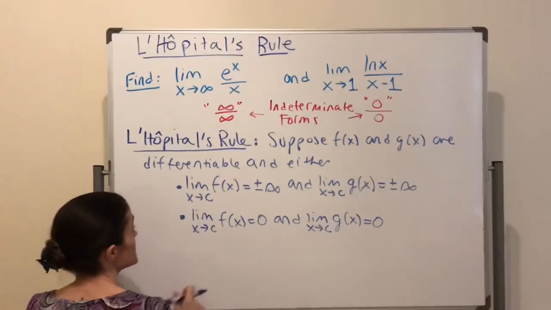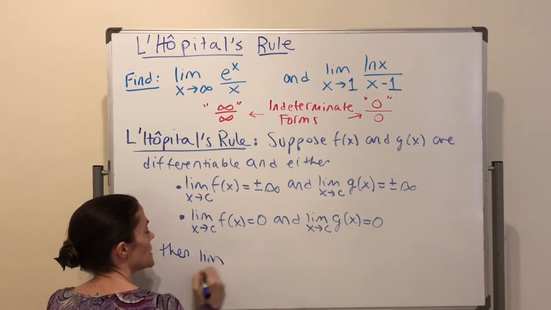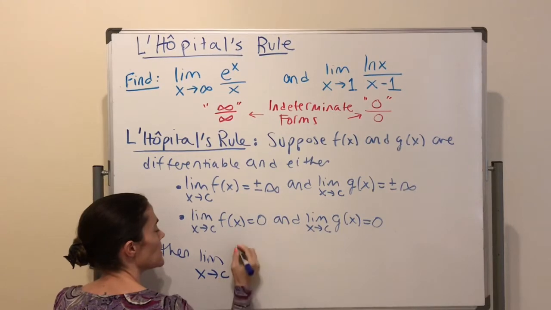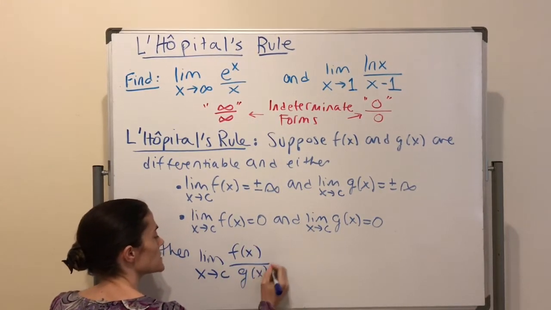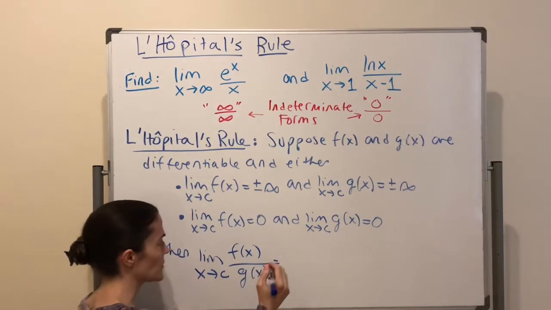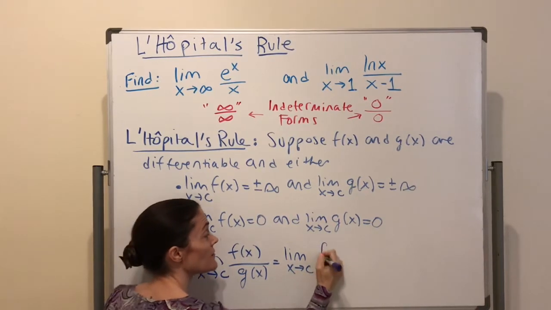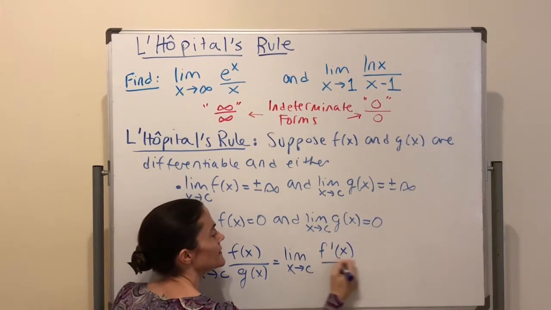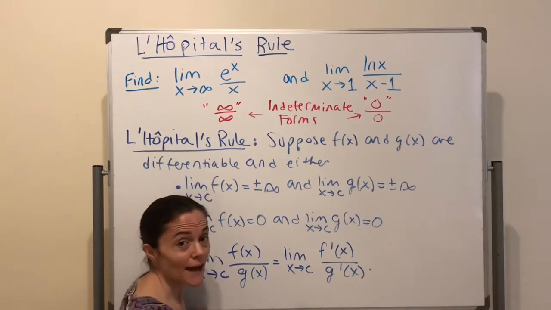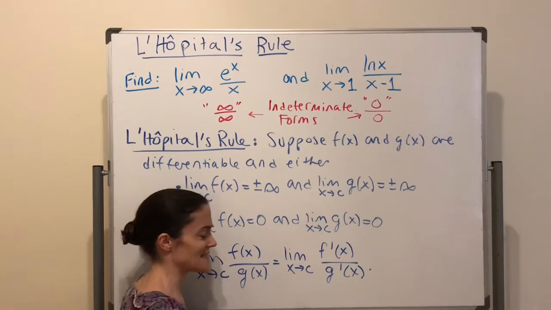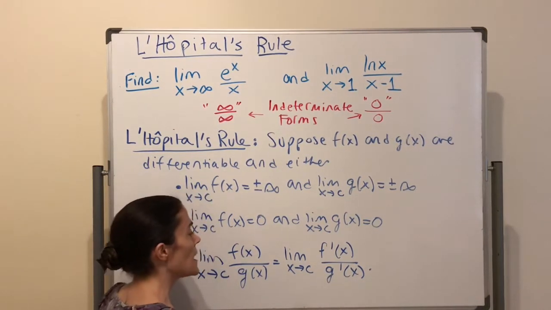But then the statement is, if you want the limit as x approaches c of f of x divided by g of x, well, this would be the limit as x approaches c of f prime of x divided by g prime of x. And this is provided g prime is not equal to 0, right around x equals c.